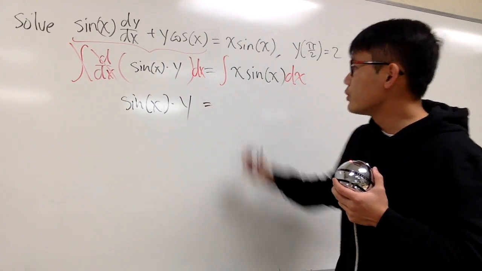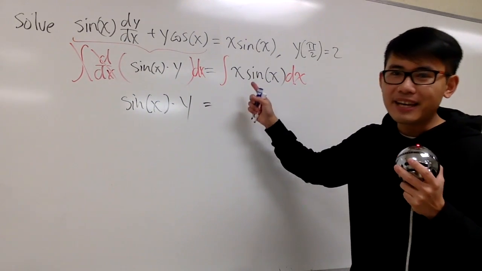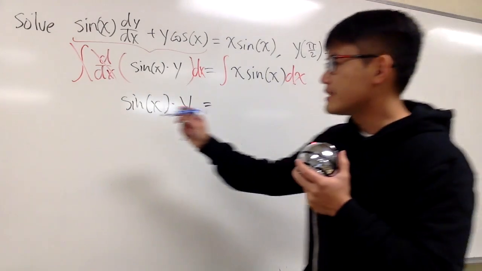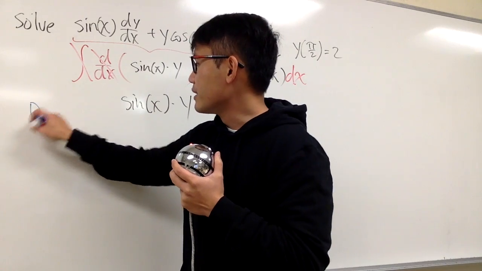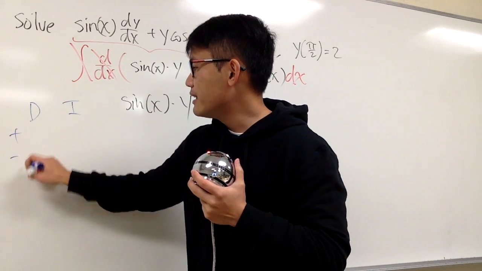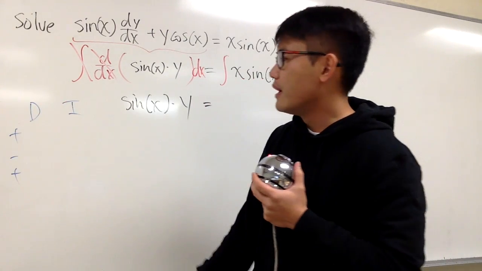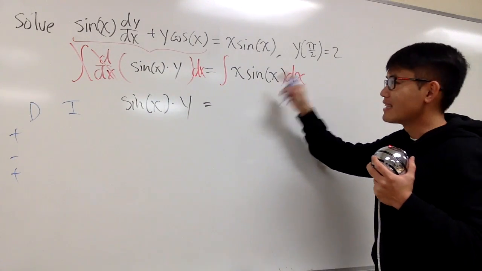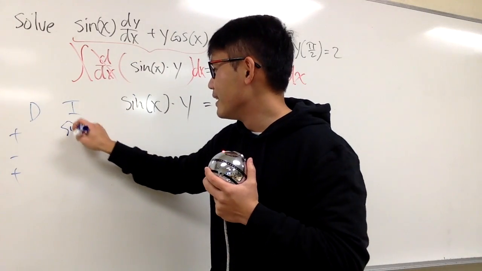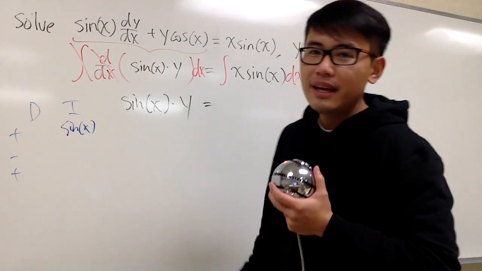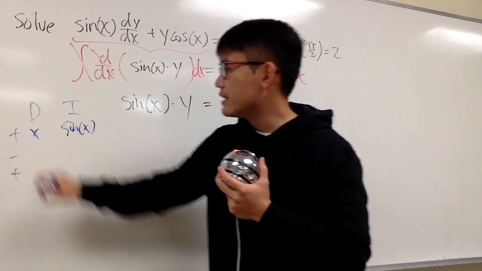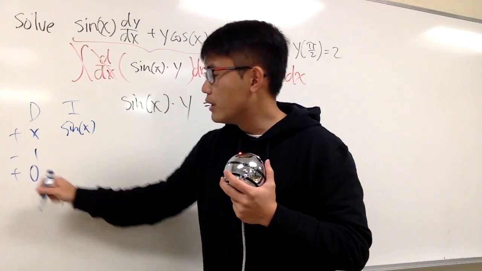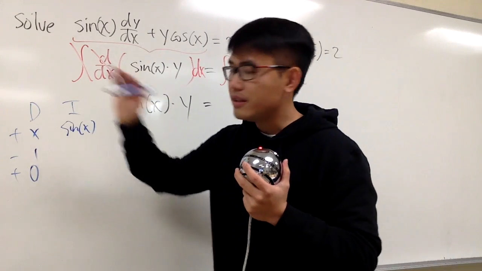And this is equal to... to integrate x times sine x, we have to use integration by parts. And of course, let's use the DI method. Let's do it right here on the side. Let's put down D and I, and plus, minus, plus. Three rows are enough. I am going to be integrating sine x, because we can totally integrate sine x, right? And we are going to differentiate x. When I differentiate x, I will get 1. And do it again, I get 0. And I can stop, right? 0 in the D column.